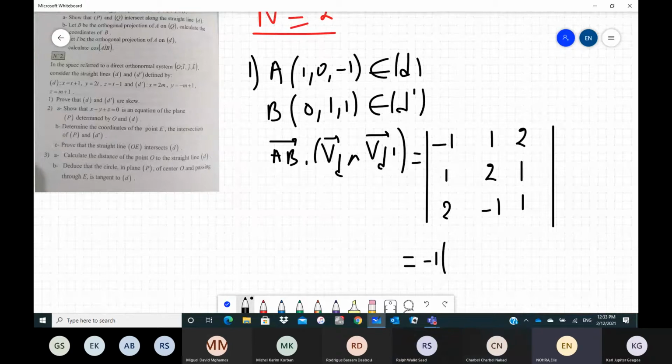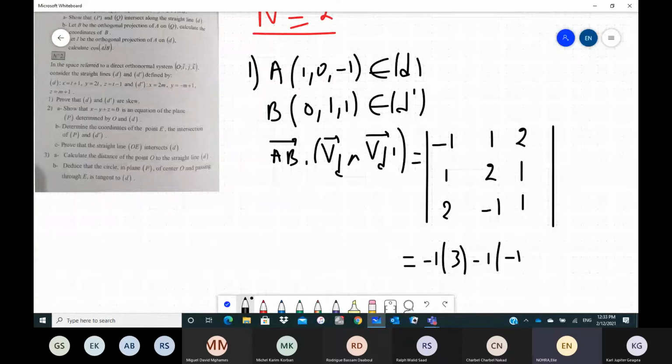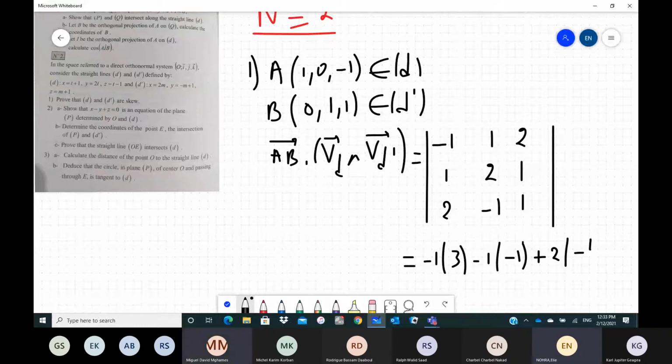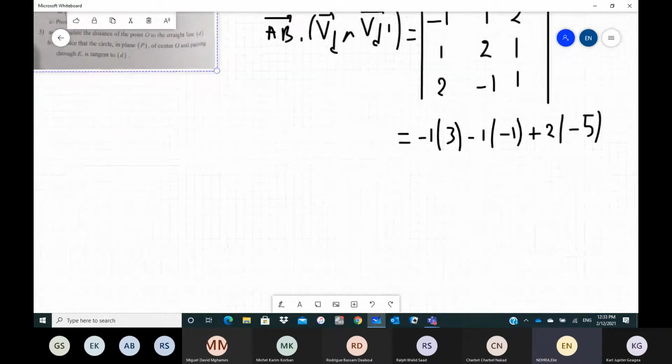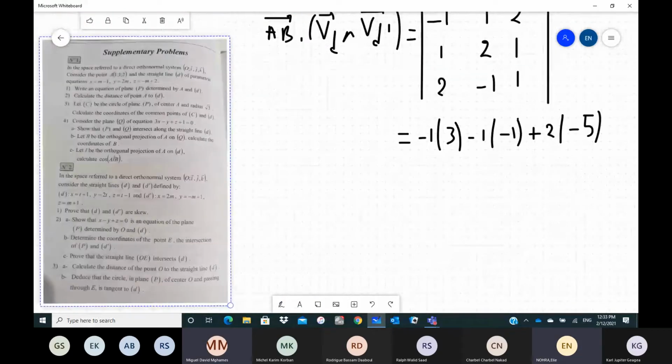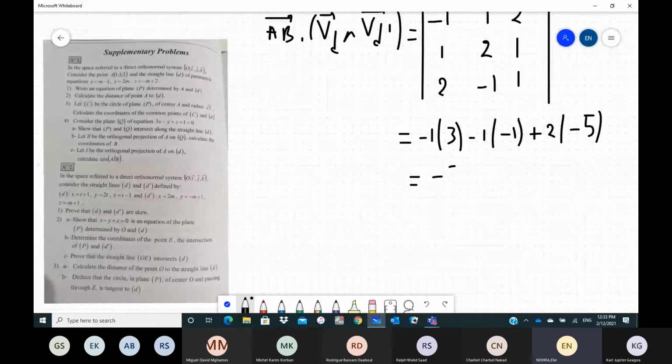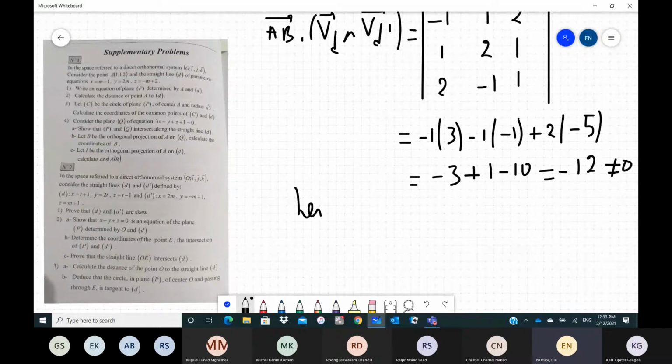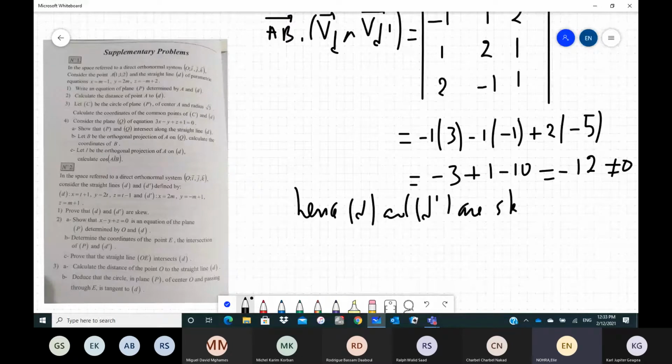So it's equal to minus 1 into 3, minus 1 into minus 1, plus 2 into minus 5. You all noticed very easily it shouldn't be 0. It's equal to minus 3 plus 1 minus 10, that is minus 12, different than 0. Hence D and D prime are skew, meaning not coplanar.